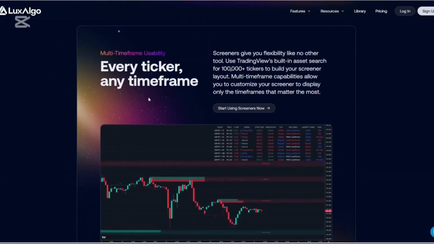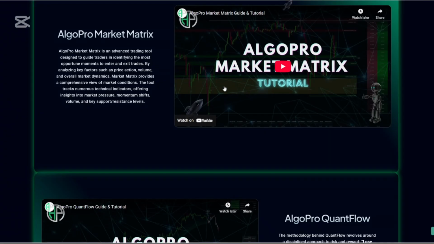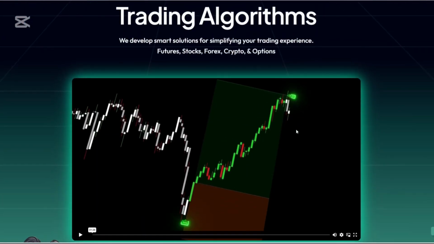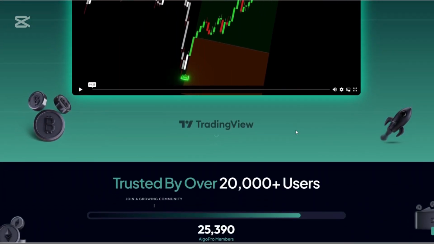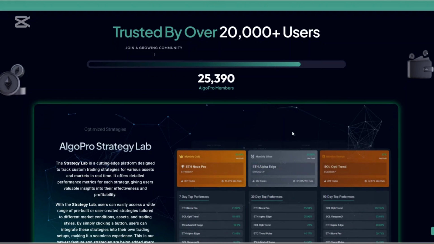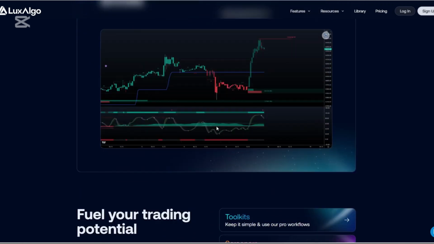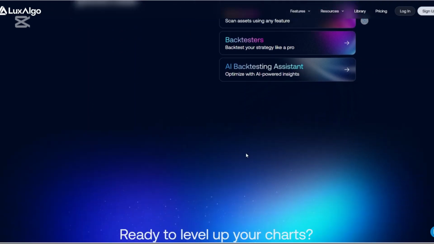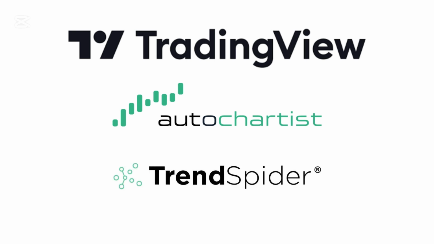But if you're a trader who prefers clarity over complexity and you want strategies that just work, AlgoPro is an excellent choice. It's a no-fuss platform designed to help you trade with precision, especially if you prefer sticking to TradingView and value real-time feedback. While both are powerful, LuxAlgo edges out as the best all-in-one toolkit for 2025, especially thanks to its AI strategy assistant and broader compatibility. That's it on the comparison between LuxAlgo and AlgoPro. If you're looking to try other alternatives, you may explore TradingView, AutoChartist, and TrendSpider.